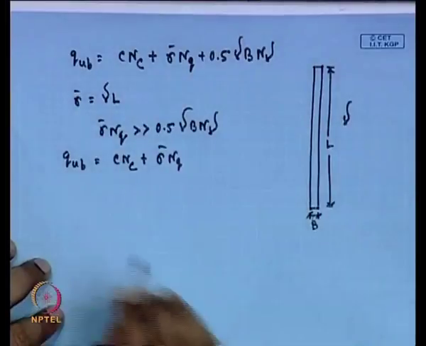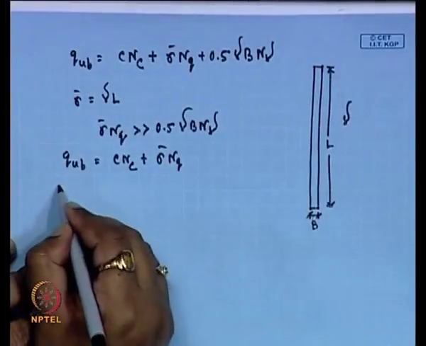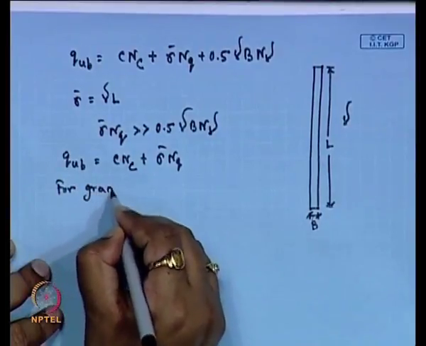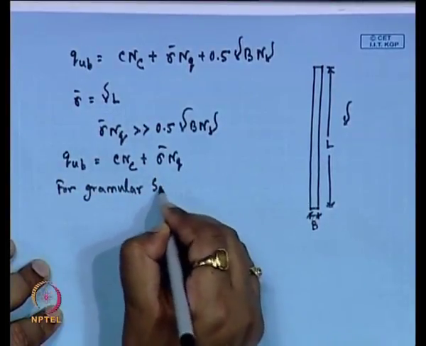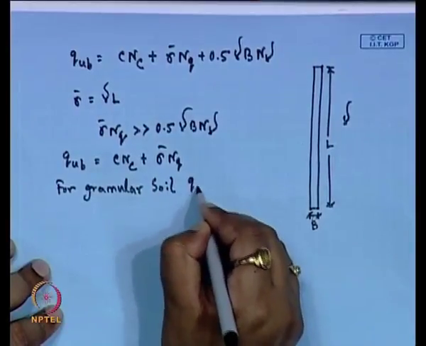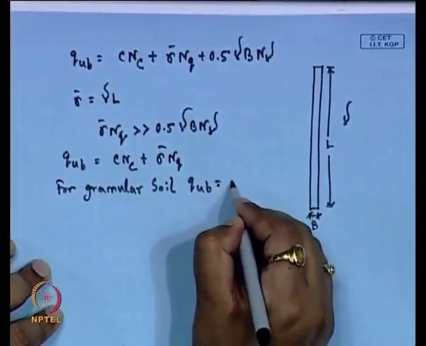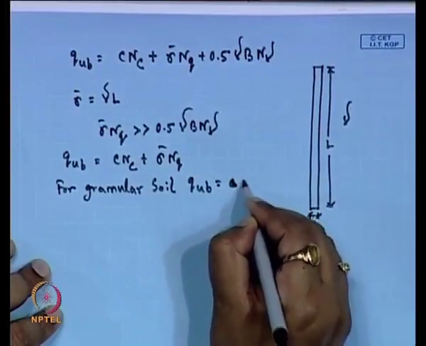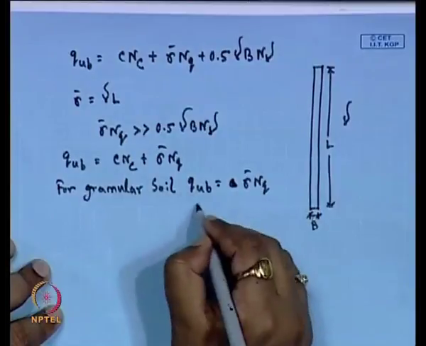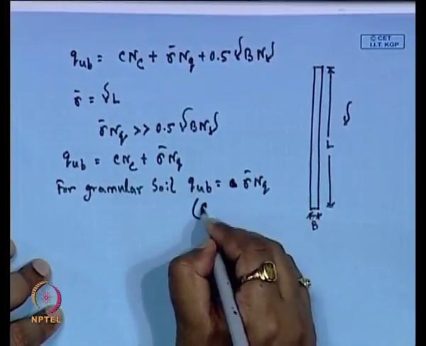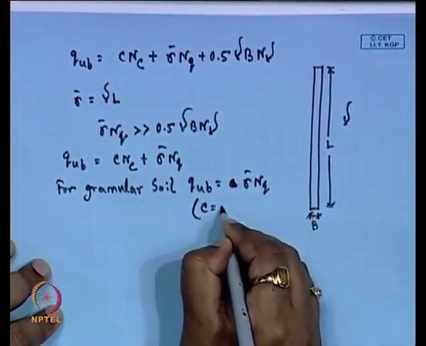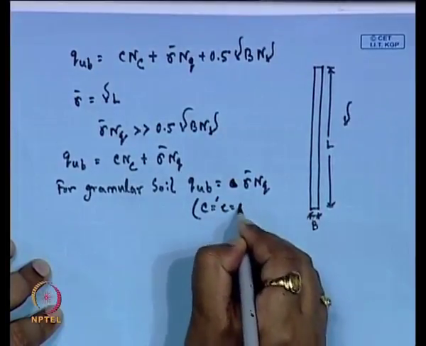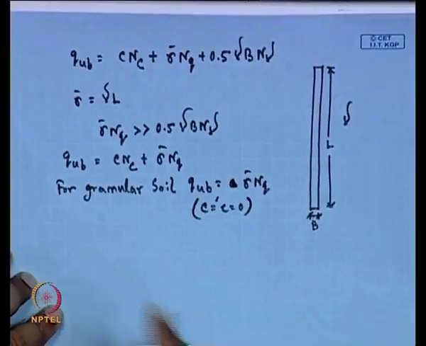So, neglecting the third part, now for the granular soil, we can write Q U B is equal to sigma bar N Q. For the granular soil, purely sandy soil, C dash is equal to 0.